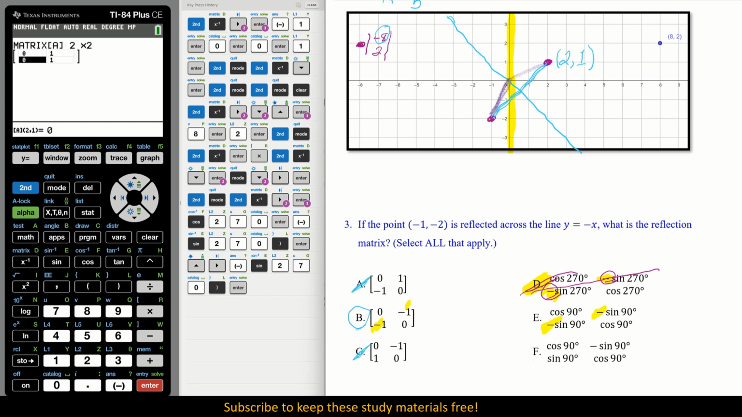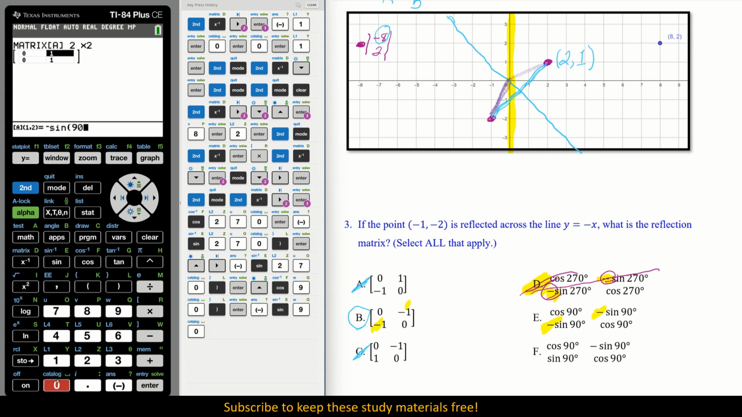Well, let's go back up in each cell and check it out. Well, we already know cosine 270. What about cosine 90 degrees? Okay. Push enter. Well, it is 0. Interesting. Now, let's say negative sine 90 degrees. And let's enter. It's -1. So 270 and 90 made a big difference.